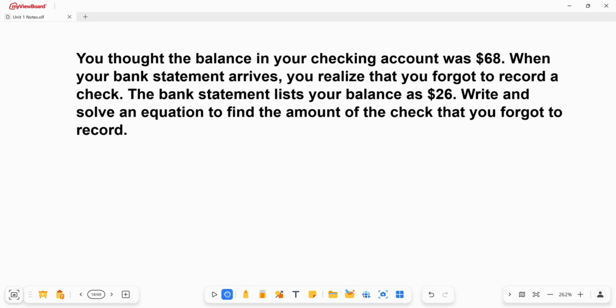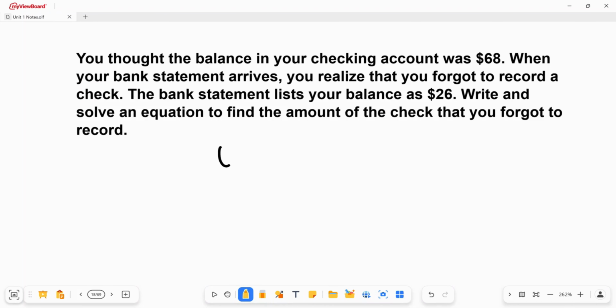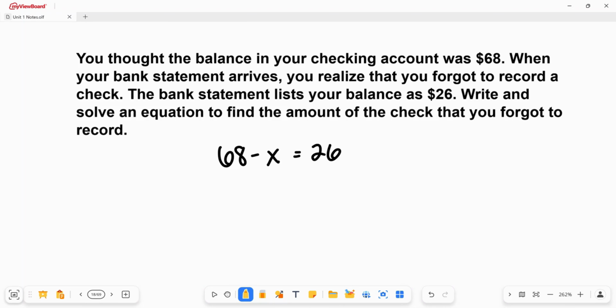Well, you thought you had $68. Your actual balance is 26. So that means I subtracted something that I forgot to put from that $68 total. So if I have $68 to start and I'm missing this X value, it is going to equal $26 once I figure out what X is. Okay. Now this one gets people because that X is negative.